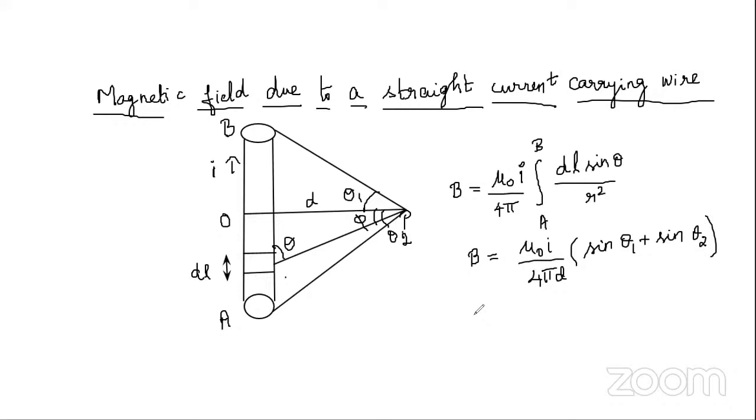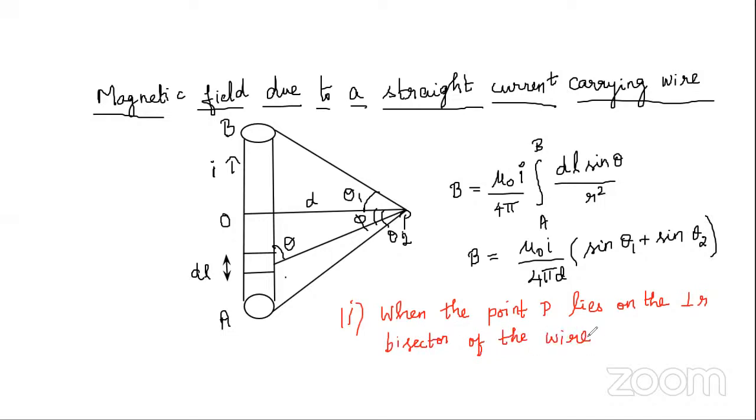From this general expression, you can find out the magnetic field for different cases, for different positions of the point P. For example, case 1: when the point P lies on the perpendicular bisector of the wire, what will happen?